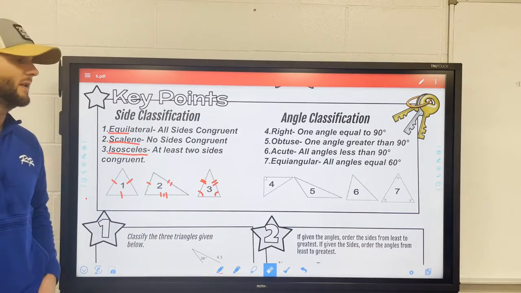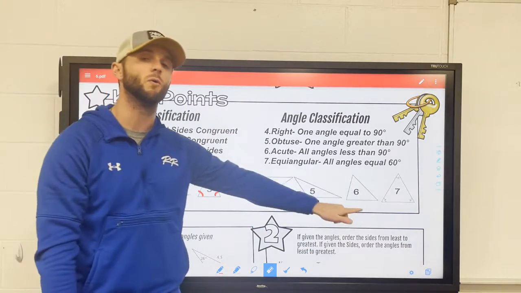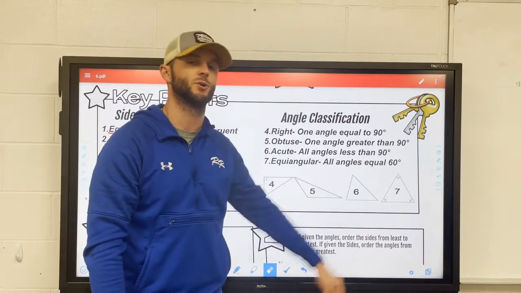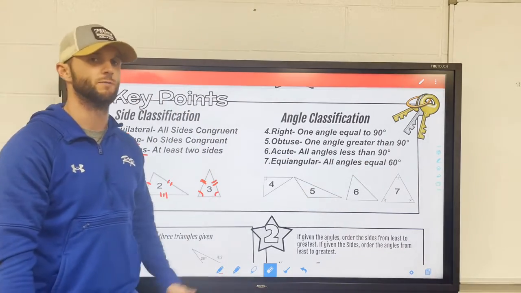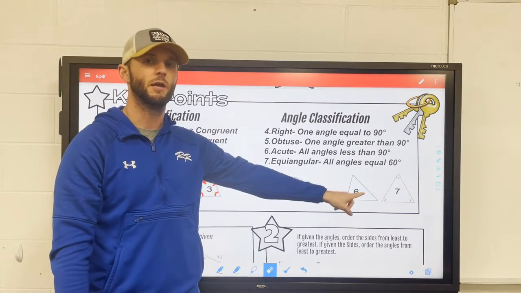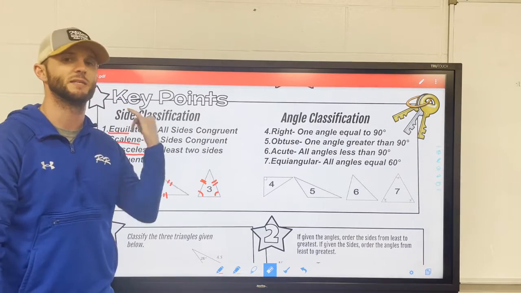And then the last one is going to be the same thing as equilateral, but now I'm looking at the angles. Equiangular means all the angles are equal to 60. So if you have an equilateral triangle, that automatically means it's equiangular. If you have an equiangular triangle, it automatically means it's equilateral. Those are basically the same thing.